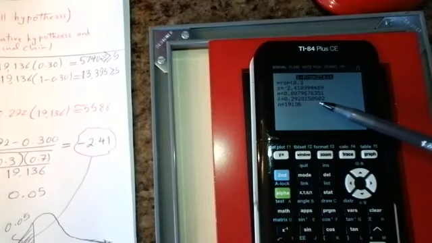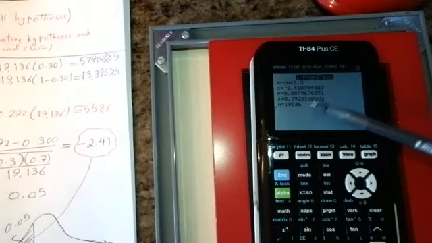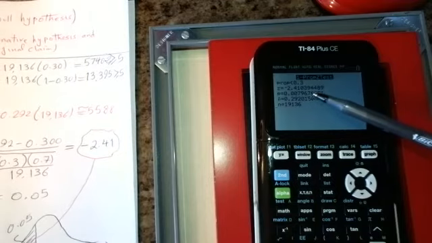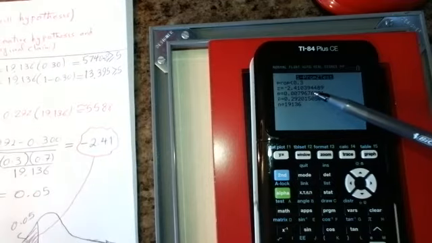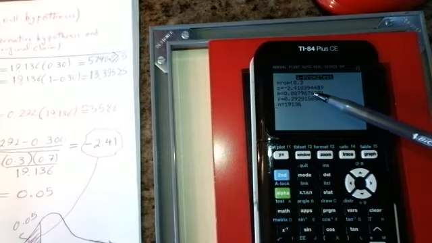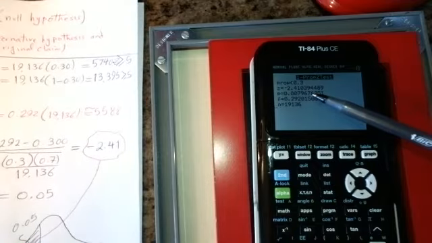P hat is 0.29, we already know that. Now, what is this p-value here? Look, this is the p-value I was telling you about. The p-value method uses this number, 0.0079. See here now?